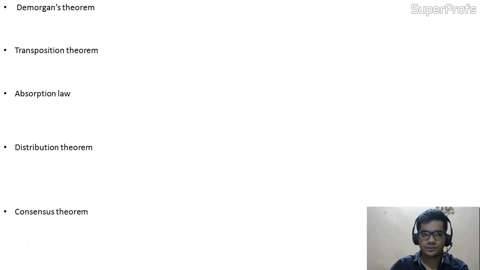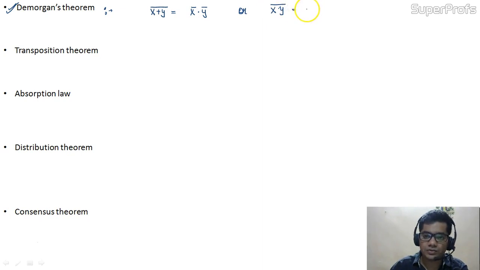So the next theorem that we are discussing is De Morgan's theorem. We already know what De Morgan's theorem is. Just to write the points we are writing. So what is De Morgan's theorem? We know that (x plus y) whole bar would be equal to x bar dot y bar, or we can write (x dot y) whole bar would be equal to x bar plus y bar. Okay, this is our De Morgan's theorem.